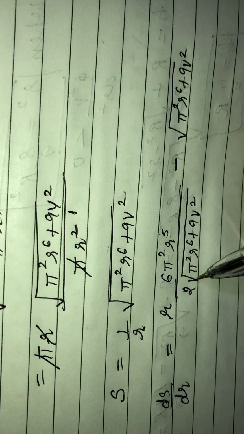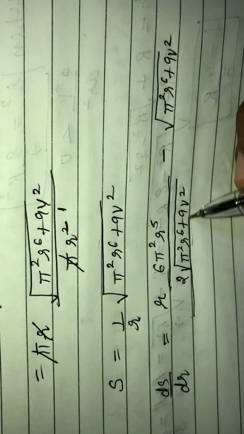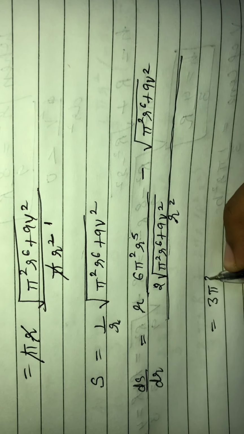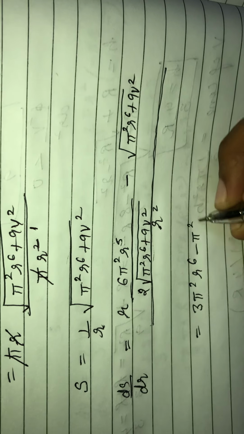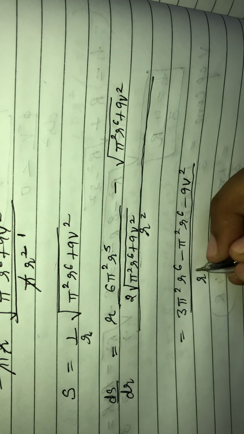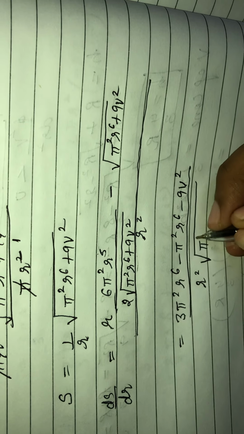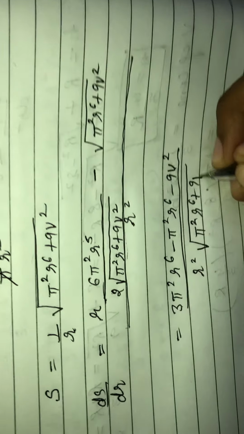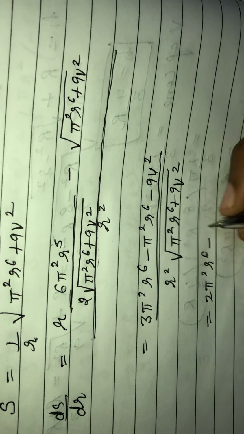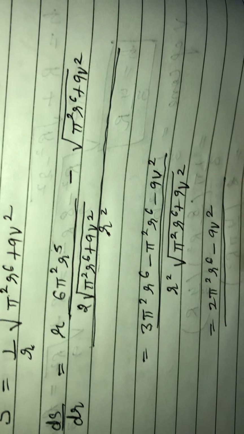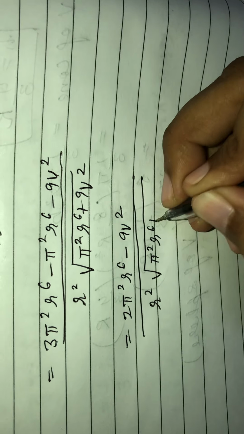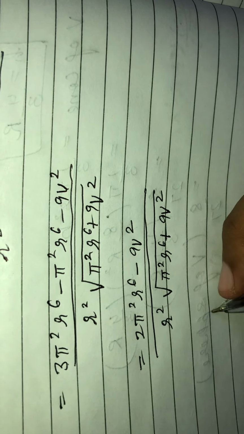Root x means 1 upon 2 root x, then the chain rule upon r square. So after solving you will be getting 3 pi square r^6 minus pi square r^6 minus 9v square upon r square into pi square r^6 plus 9v square. So after that you will be getting 2 pi square r^6 minus 9v square upon r square under root pi square r^6 plus 9v square.